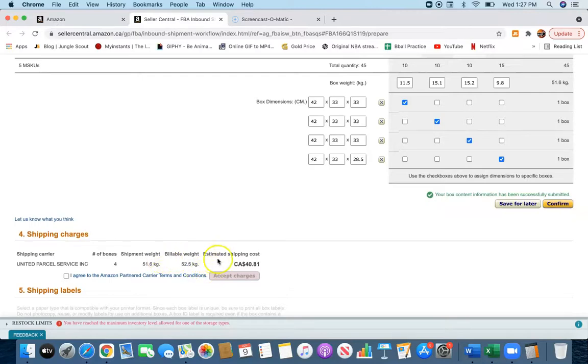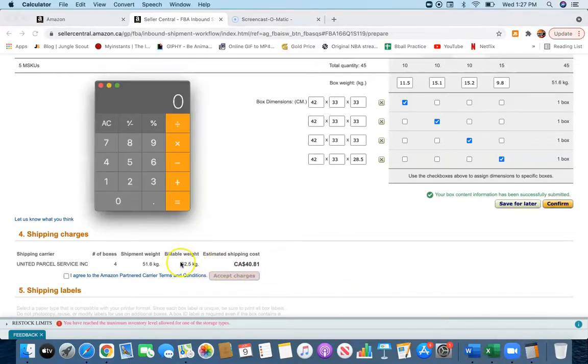Now, to calculate your billable weight, you would take, let's pull up the calculator here, your billable weight, here it's 52.5 kilograms, 52.5, and divide that by your estimated shipping cost, which is $40.81. And this will give you a rough idea of exactly how much you're going to pay per kilogram when you're shipping inventory to Amazon.